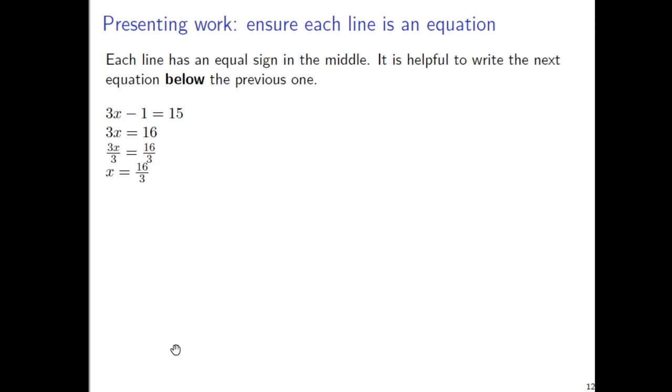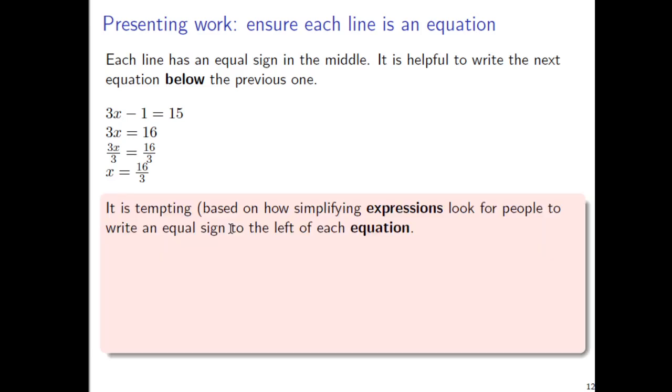Okay, just reminders about presenting work. Ensure that each line is an equation. You'll notice that there's an equal sign in the middle of the step. Sometimes due to the work with expressions, people are really tempted to put an equal sign to the left of the second, third, and fourth lines here, but you'll find no equal sign in those locations.